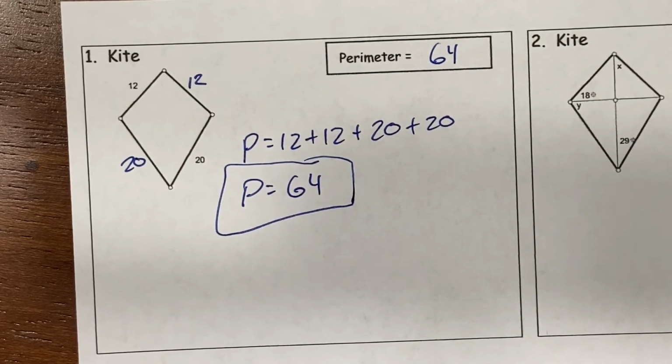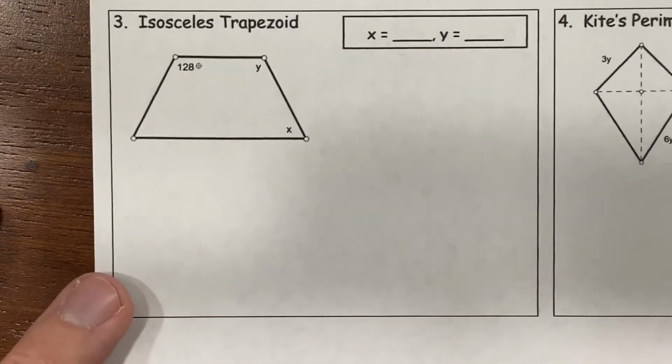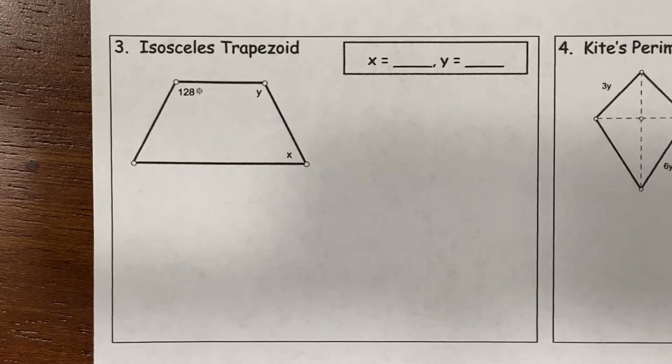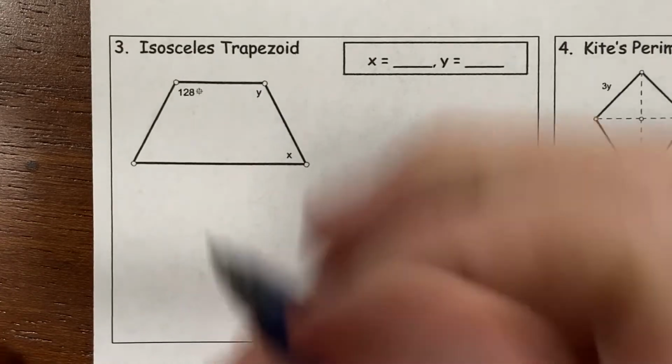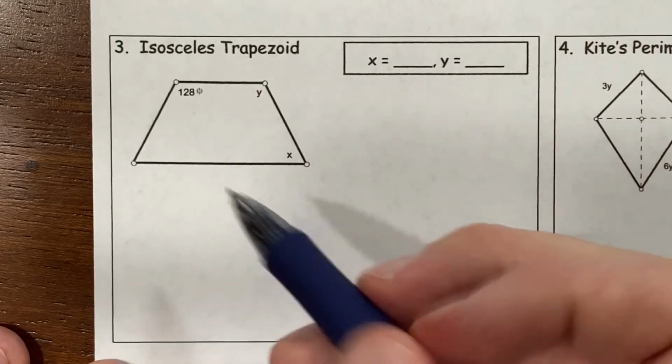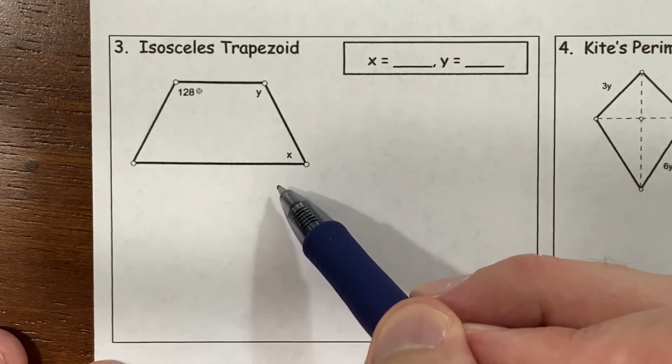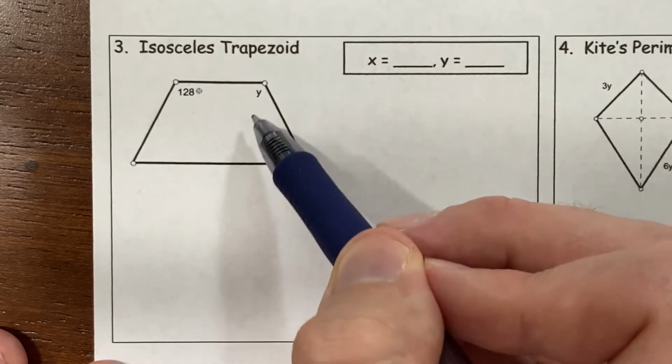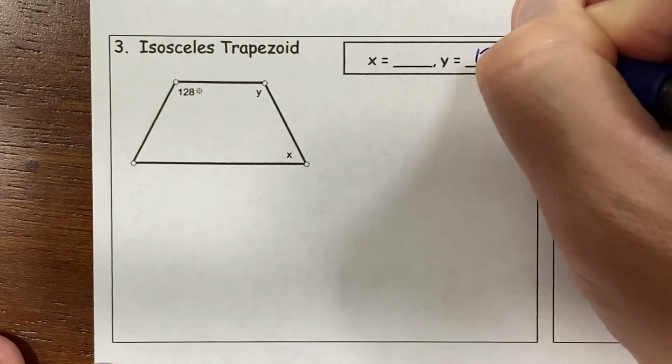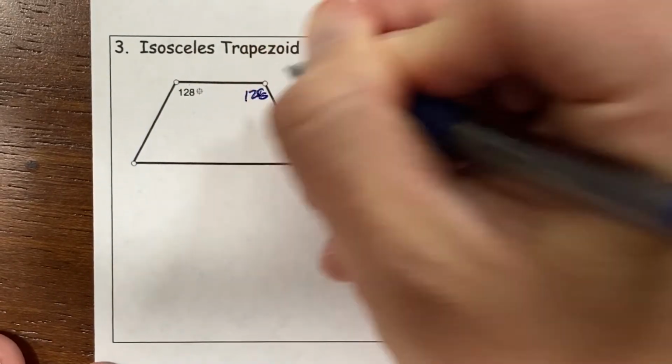Let's look at this one, number 3 down here. So this is an isosceles trapezoid. So I know that the base angles are congruent. So like this angle is congruent to this angle, and this angle is congruent to this angle. So y is really easy. It's 128. So that's 128.